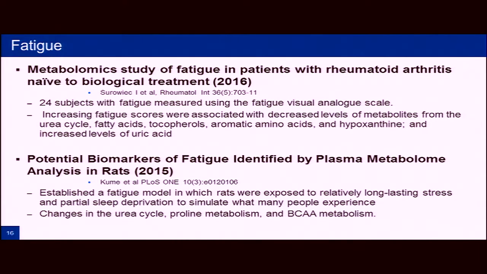And this was an interesting one to me as a statistician, because in a lot of metabolomic studies, you're looking at differences between groups. And in this case, everyone had fatigue, and they were looking at what metabolites correlated with the change in fatigue scores. And then there are also animal models that are looking at fatigue, where rats were exposed to long-lasting stress and partial sleep deprivation to try to simulate what people experience.